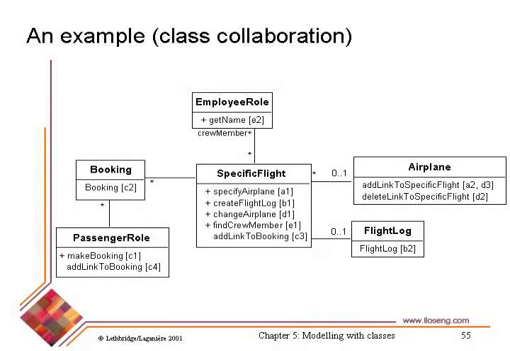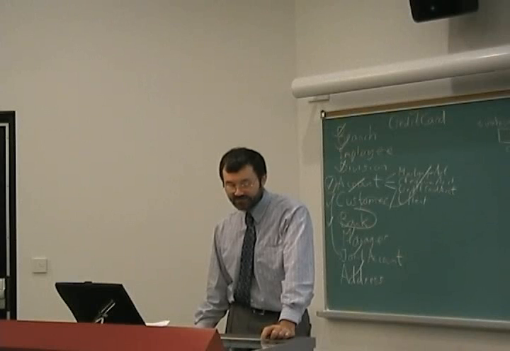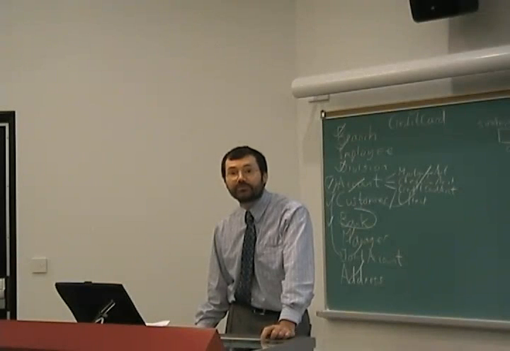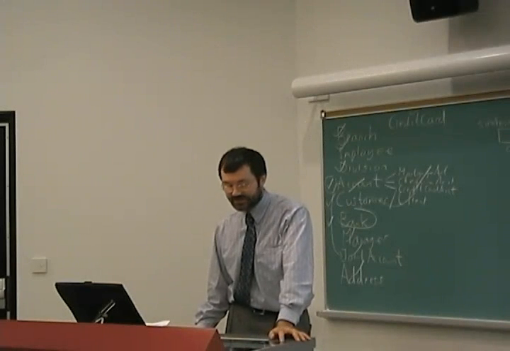So in fact we'll see later on that make booking calls the booking constructor, which in turn calls C3, add link to booking, and C4, add link to booking in passenger role. So we've got add link to booking in specific flight, making a link from specific flight to booking, and we've got add link to booking in passenger role, making the link from passenger role to booking. So we're going to see several methods collaborating in order to do this booking process, which is responsibility C.